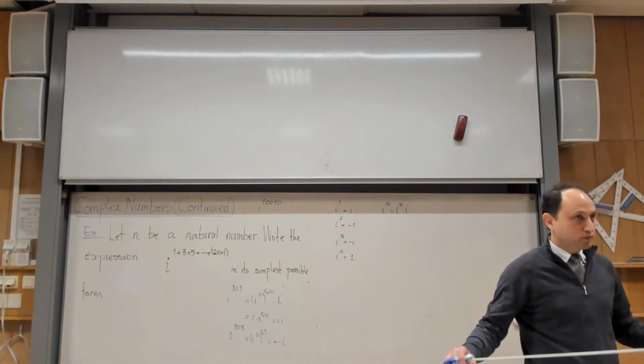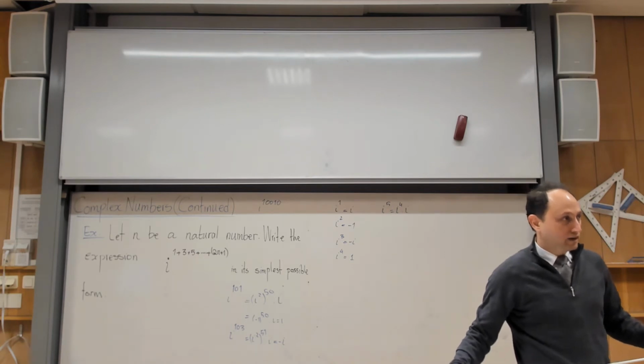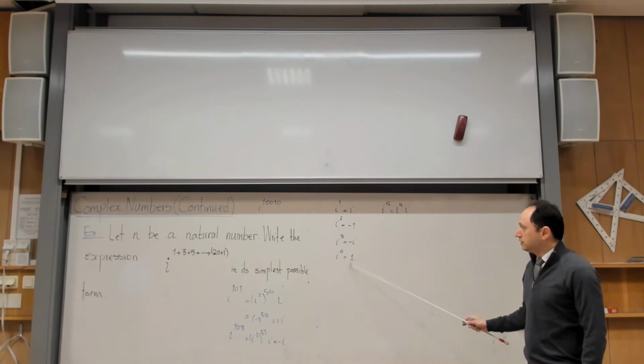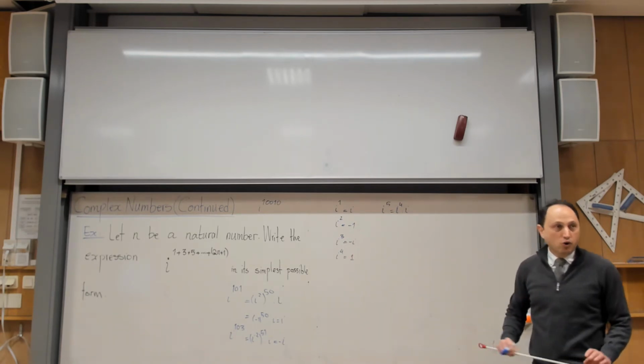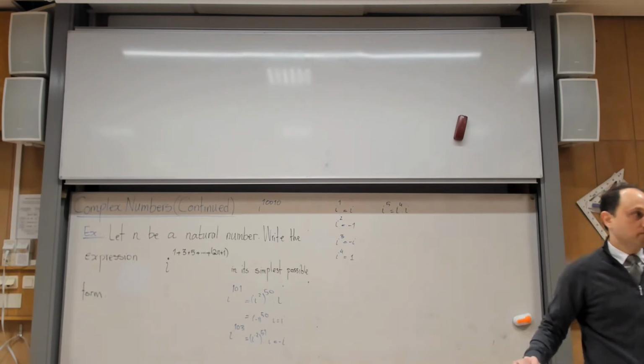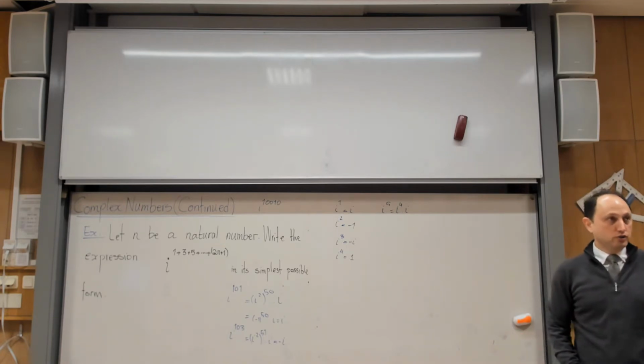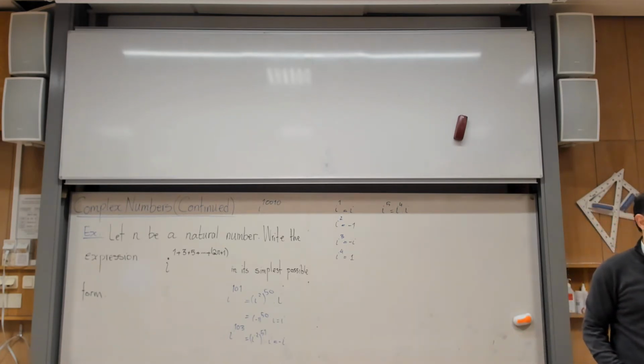Evenness or oddness, of course, play a role. You see that for even ones, I have real numbers. For odd ones, I have complex numbers. But that is not the whole story. The whole story is the remainder of that power, not by 2, by 4, because there are 4 alternatives.